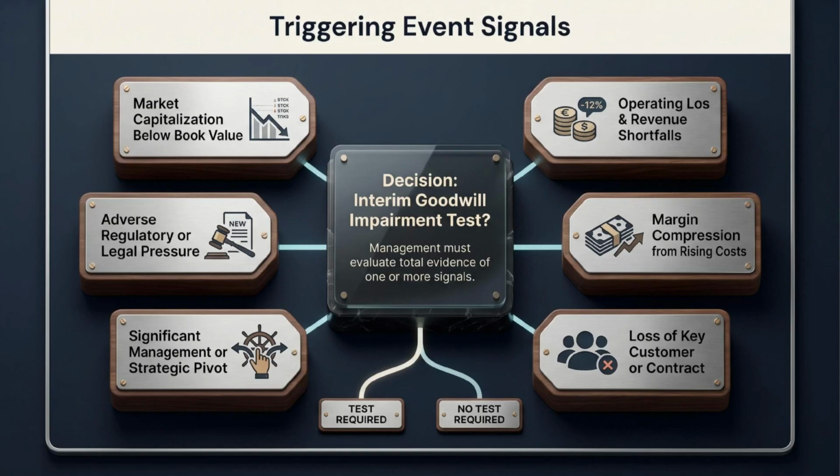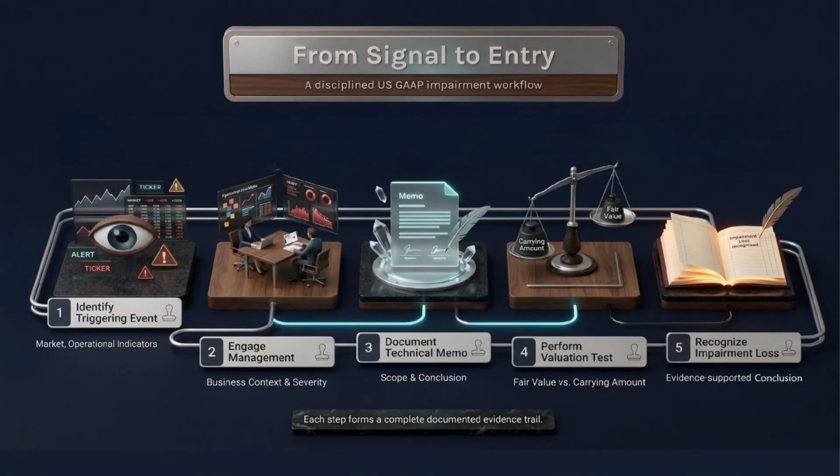No single factor automatically creates an impairment loss. Management must evaluate the total evidence. In practice, this is where accounting must listen carefully to the business because goodwill impairment often begins as an operating signal before it becomes a financial reporting conclusion. The journal entry is the last step, not the starting point.